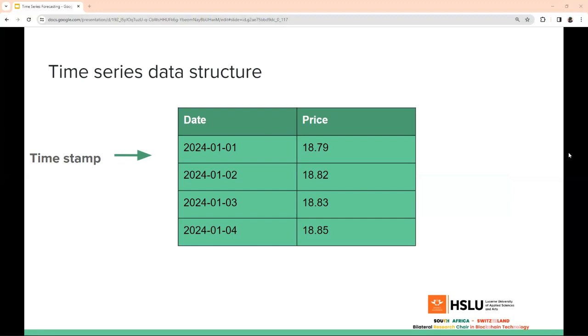In another example, it could have been the energy load, or the amount of products being sold per day, or the number of visitors coming to your website per day. So that's essentially the time series data structure. You have a timestamp and you have a variable that is being observed.